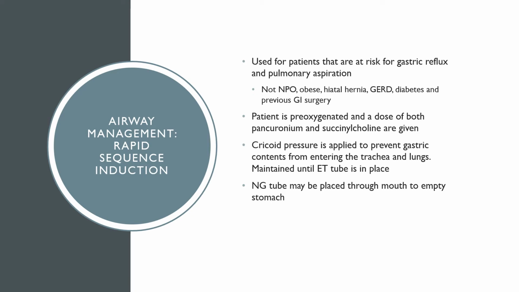So when we do a rapid sequence, the patient is pre-oxygenated, and a dose of both pancuronium and succinylcholine are given. These are muscle relaxants. Okay, cricoid pressure is applied to prevent gastric contents from entering the trachea and the lungs, and then it's maintained until the ET tube is in place and that cuff is secured. An NG tube, nasogastric tube, may also be placed through the mouth once that ET tube is in place. That's a sort of suction tube that will flow down into the stomach, and then we can empty out those stomach contents by suction.